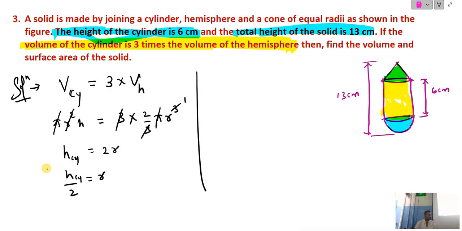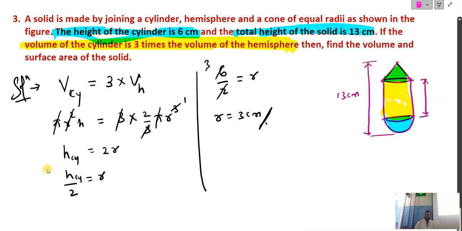Am I right? Height of the cylinder divided by 2 is equal to r. So what is the height of the cylinder? They have given here 6. Shall we substitute 6 here? So 6 by 2 is equal to r. So the value of radius is 3 centimeters. Now we got the value of radius.